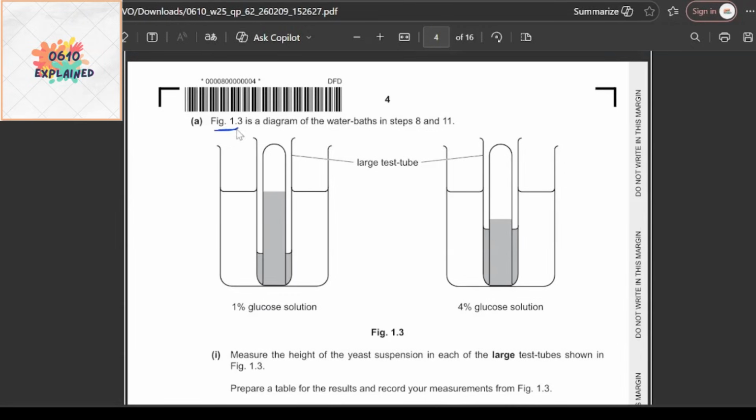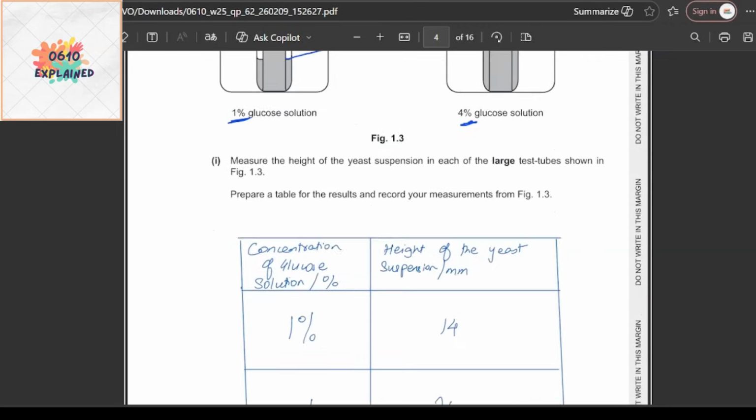Figure 1.3 is a diagram of the water bath in tests in steps 8 and 11. This is the labeling for a 1% glucose solution and 4% glucose solution, and you can definitely see the difference in the height of the yeast suspension. Measure the height of the yeast suspension in each of the large test tubes shown and prepare a table for the results and record the measurements from figure 1.3.